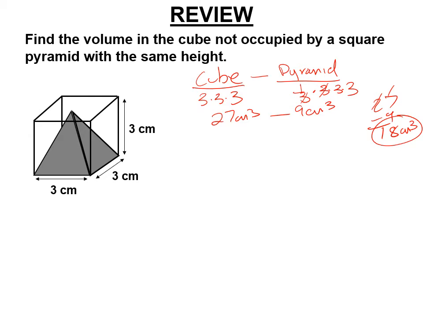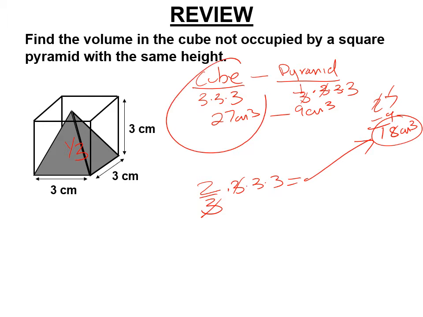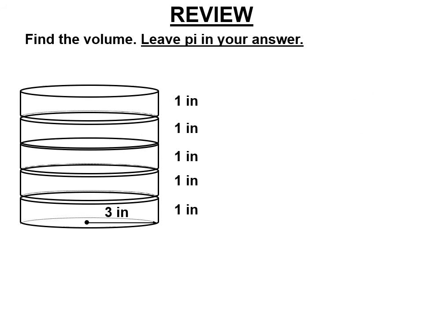But I'd also really like you to know that if 1/3 is occupied by the pyramid, 2/3 is the rest. So 2/3 times 3 times 3 times 3 is another way to find the answer. And you get much faster if you just know that 1/3 is the pyramid, 2/3 is left. And so 2/3 of the cube, 2/3 of that is 18 cubic centimeters. But you can do it either way on the test.